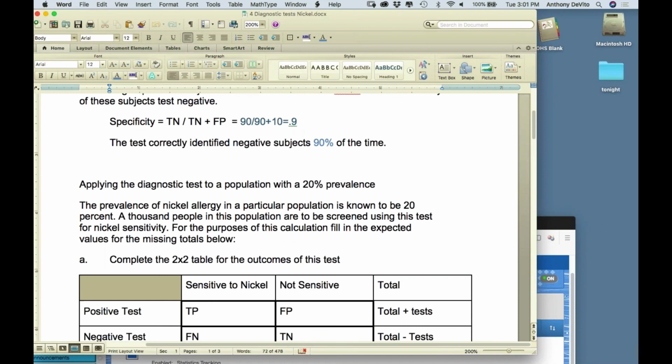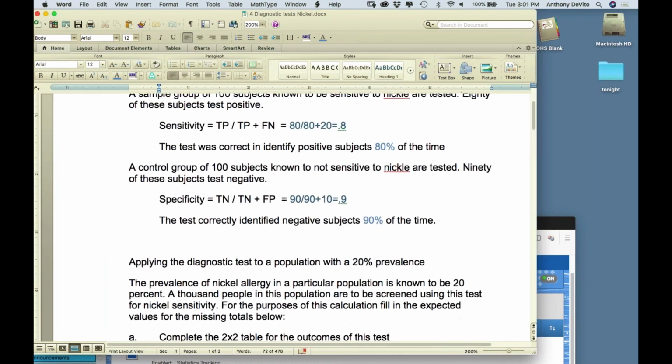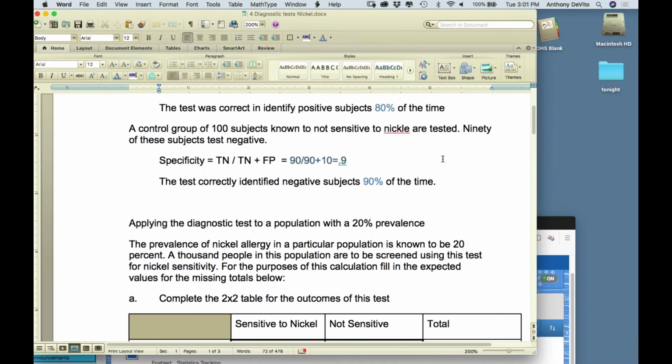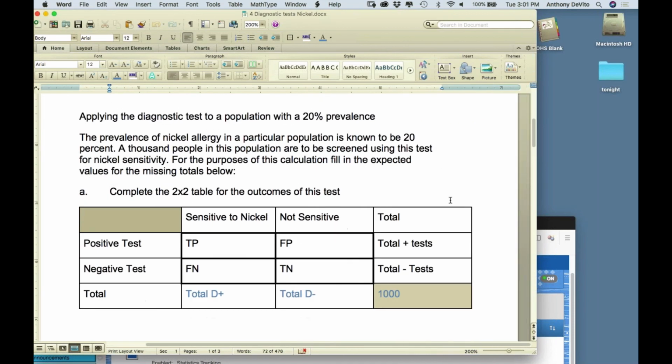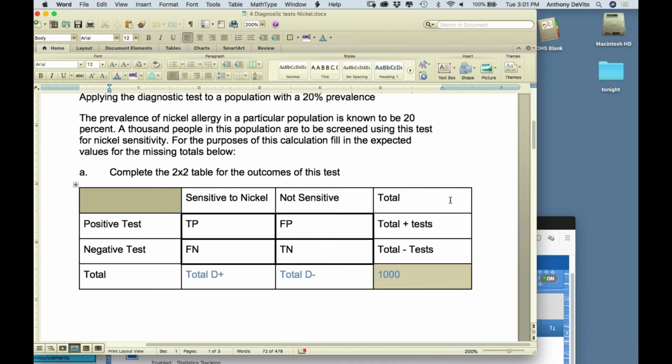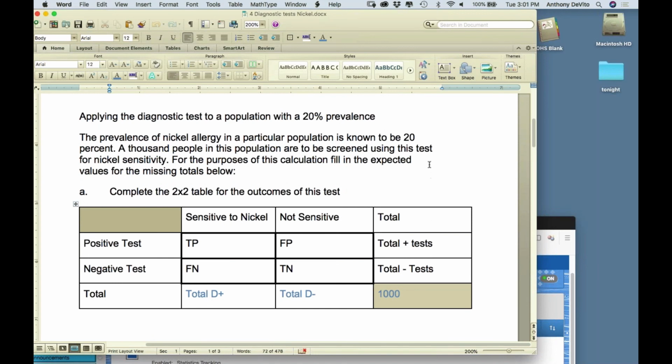Okay? Now, let's say that we have a population, and in this population, I'm going to take a population of 1,000 people. The prevalence of this particular condition, nickel allergy, in this population is 20%.